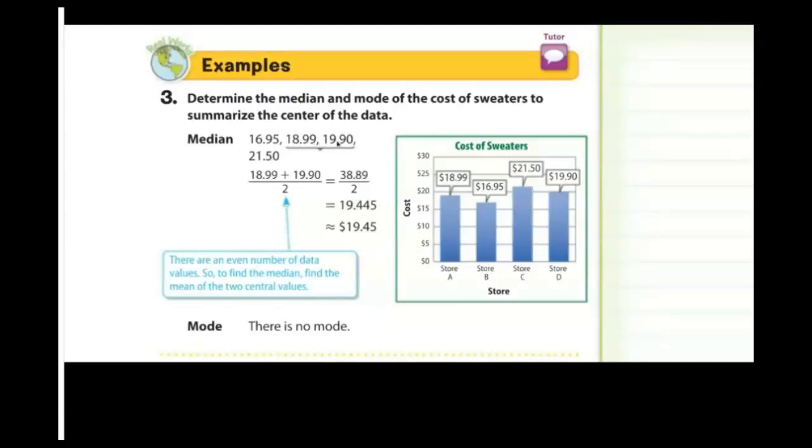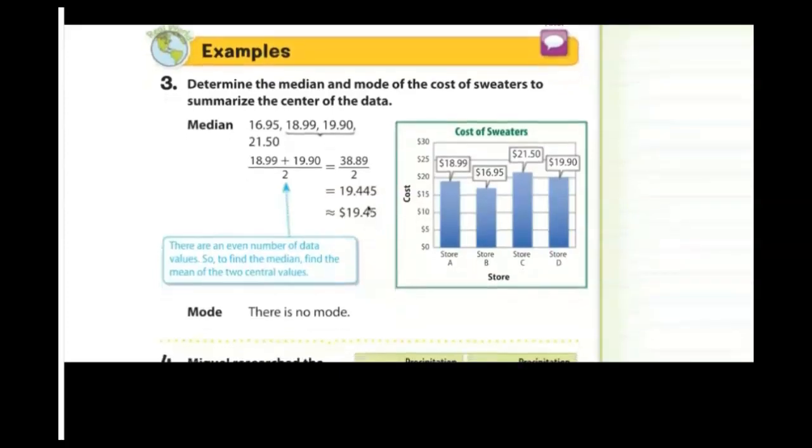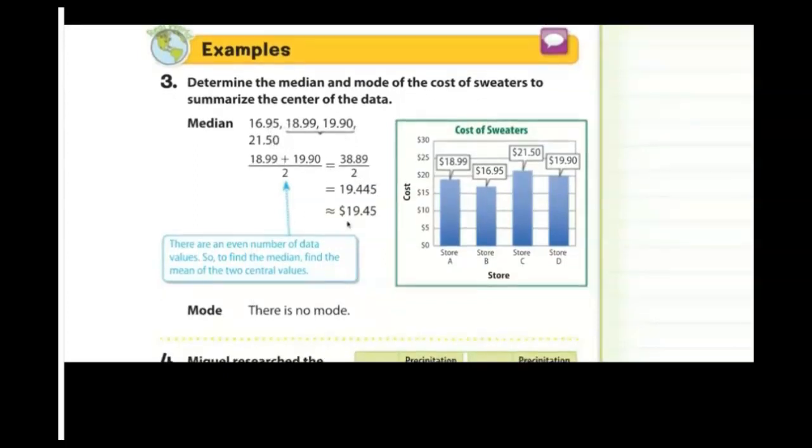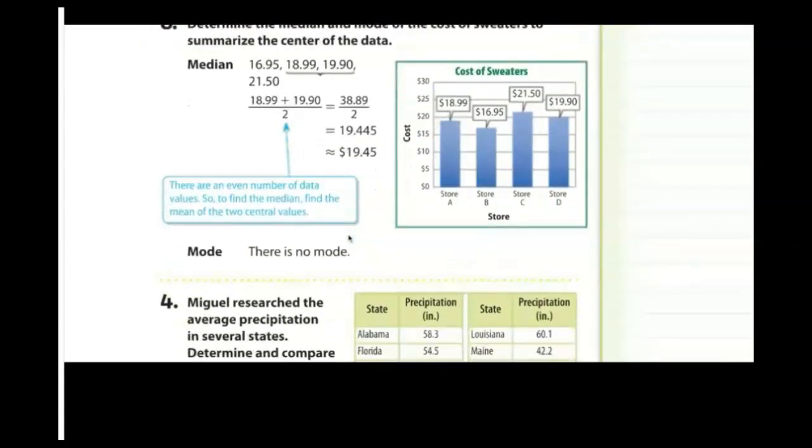But the 2 numbers that are in the middle, we're going to add them together, divide by 2, and so our median is approximately, because we're going to round this thousandths place to the hundredths place since it's money, the median is going to be 1945. But in this case, there's no mode because nothing happens more than once. So there is not going to be a mode in that example.